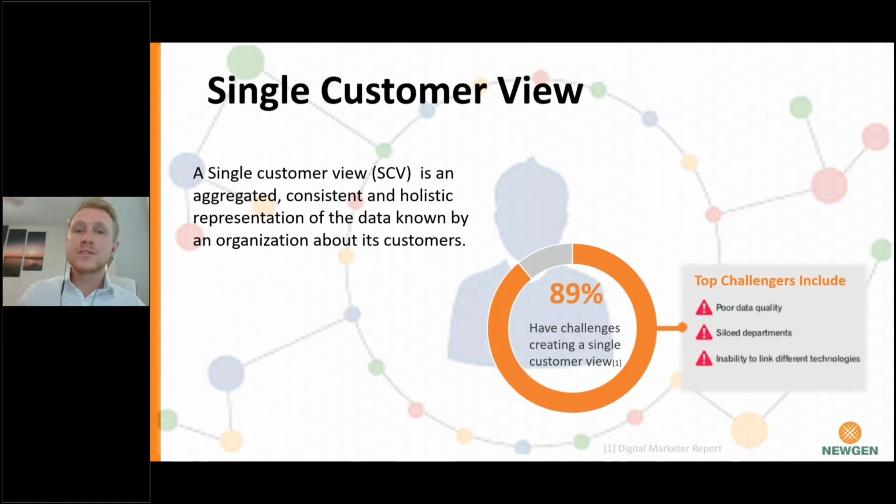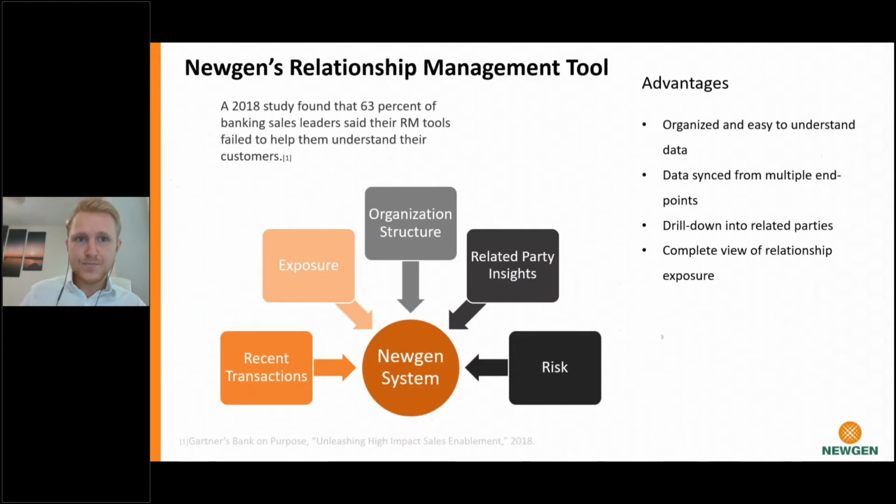And what that results in is a relationship manager taking extra time to find information that you may already have and to piece it together to make that holistic view, to be able to mitigate that risk and then ultimately lend more money to the various borrowers. Now, a poll found that 80% of institutions have challenges creating a single customer view. So we're going to take a more in-depth look at that using the Newgen system.